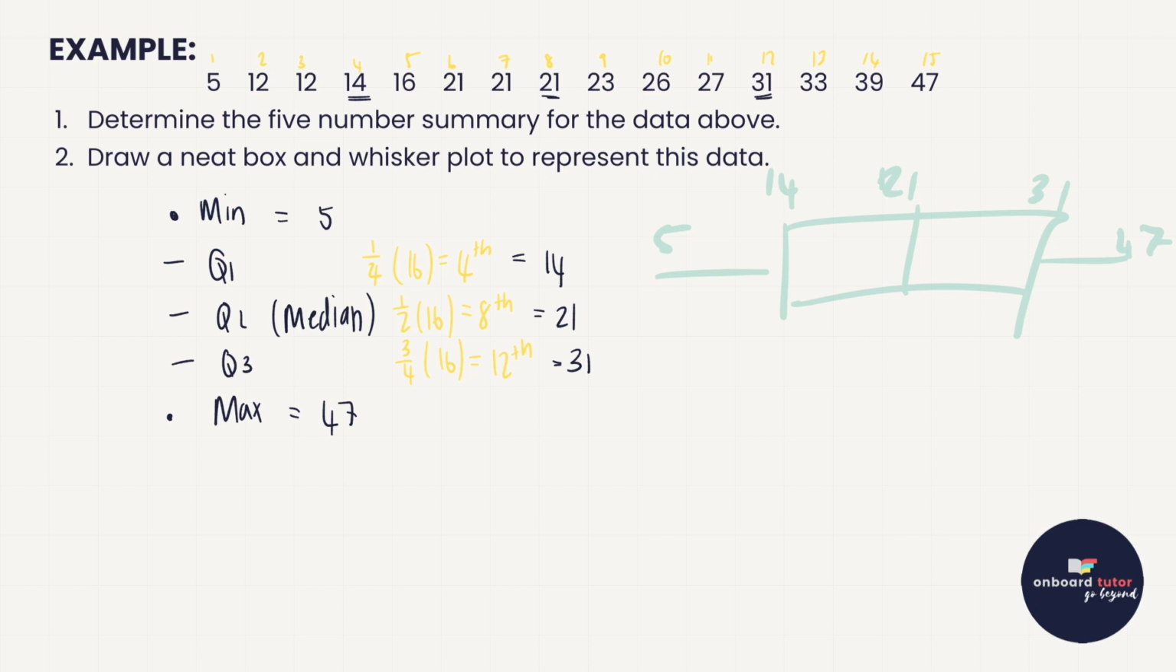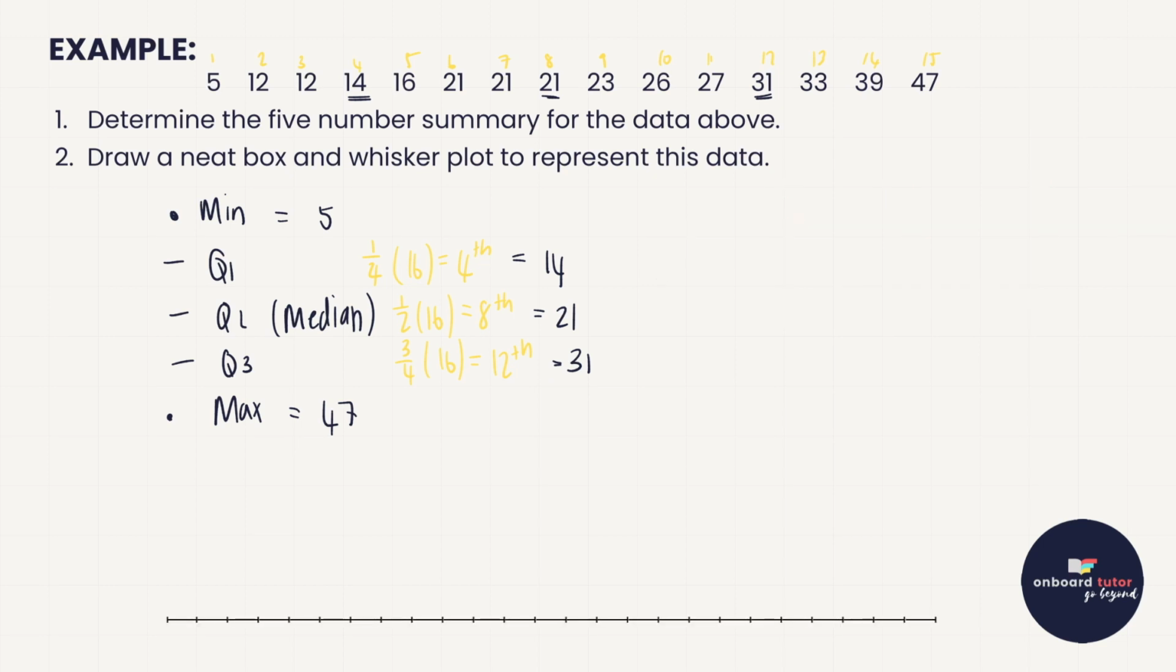I cannot accurately make a call about what kind of data I'm looking at. And so the first thing that we need to do when we are given a box and whisker plot to draw is draw a number line. So my data goes from 5 all the way up to 47. So I could probably go up in 2s on this number line. So 0, 2, 4, 6, 8, 10, and so on.